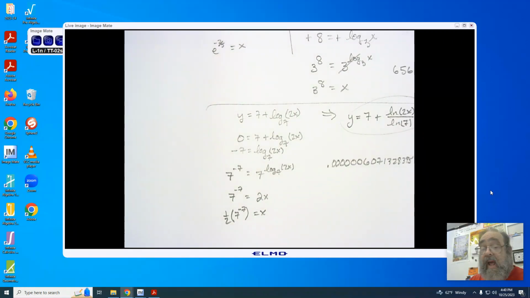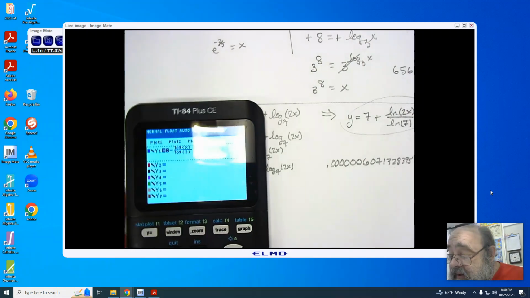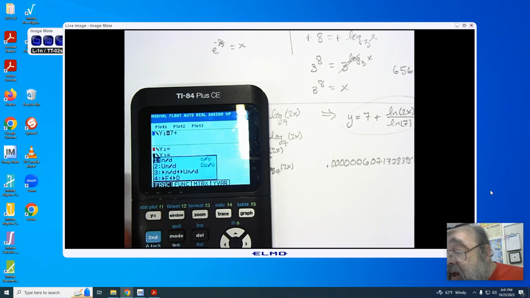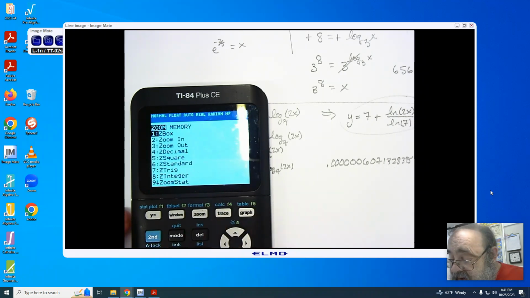0.000123456607132839. Now, we're working on calculus, we would consider this approximately 0 and be thinking in terms of those numbers. Let's go ahead and find out what we get when we put this into our calculator. We're looking at 7 plus the fraction, y equals ln of 2x, and in the denominator, we have ln of 7. We hit zoom 6.